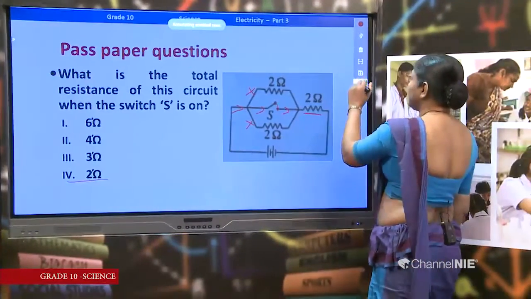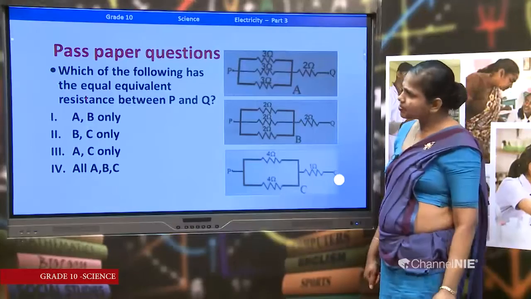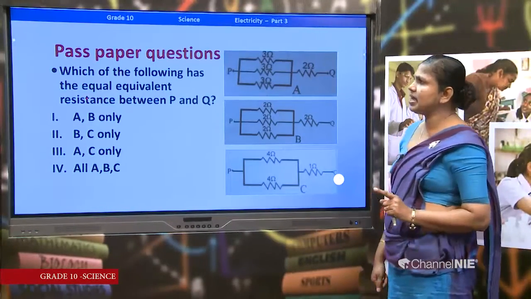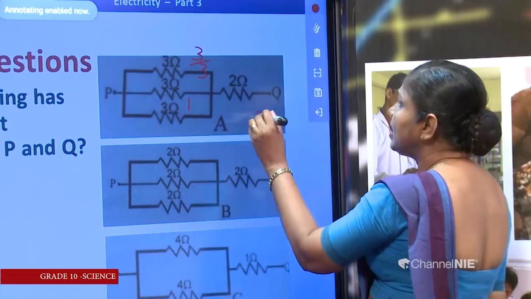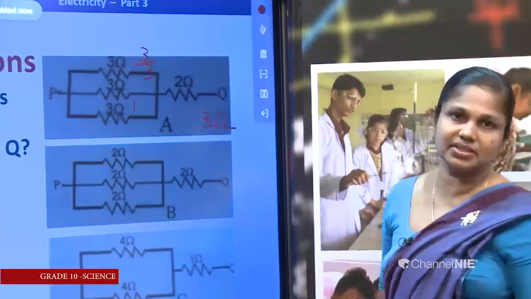Okay. Go to the next question. Which of the following has the equal equivalent resistance between P and Q? See, children, here 3 ohm resistors are connected in parallel. How to get the equivalent? Value of one resistor 3. Number of resistors also 3. Then 3 over 3, the equivalent is 1 here. Then this is in series with this. Then 1 plus 2, 3 ohm is the equivalent of this.